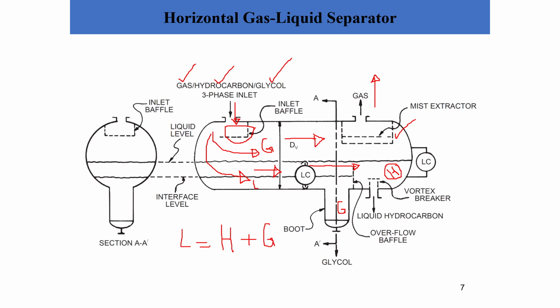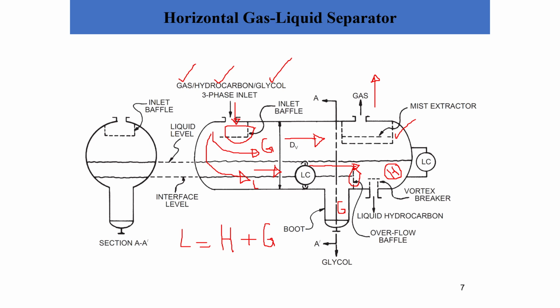And as you can see here, we have something called an overflow baffle, and the main duty of this overflow baffle is to separate the glycol, which is in the boot, from the hydrocarbon, which is going out of this exit. So this example illustrates how a three-phase horizontal gas liquid separator can work or function. Hopefully this animation, this information, is a little bit helpful for you to understand how it will work.